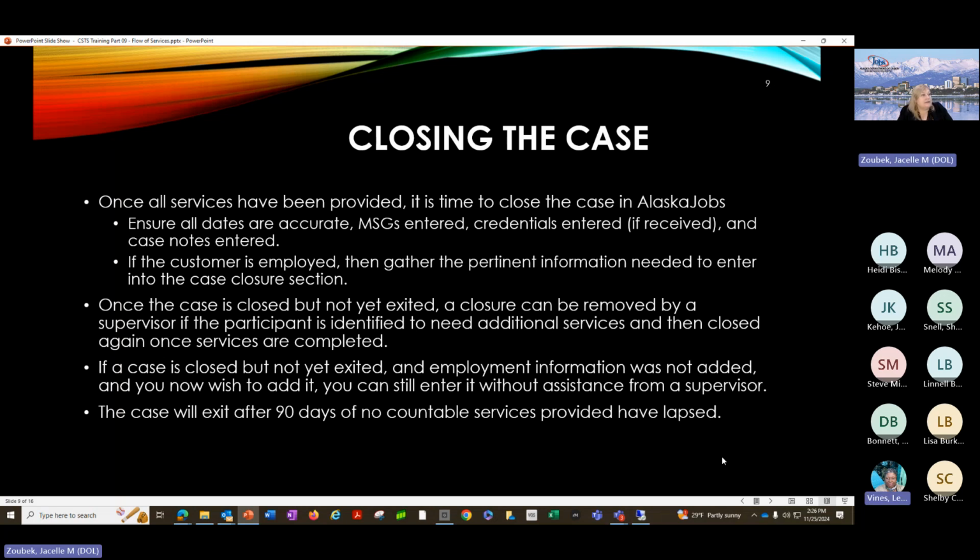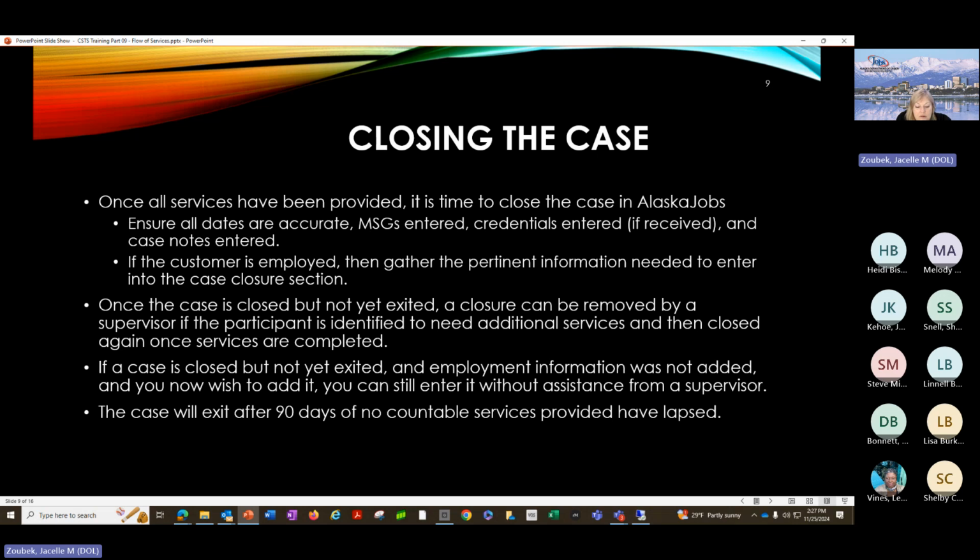Okay, closing the case. Once all your services have been provided, it is time to close the case in Alaska Jobs. This is happening before exit. We're prepping it for exit by closing it. Ensure all your dates are accurate. This is a good chance to monitor your file, making sure everything lines up, that you entered those MSGs, that if credentials were received, they are entered, and case notes are entered.